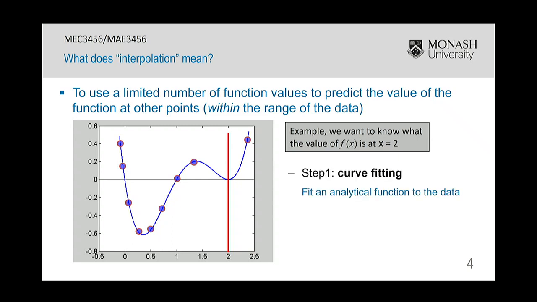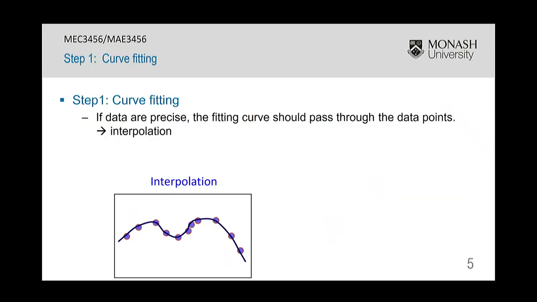Interpolation consists of two different steps. The first is curve fitting, and basically what we're doing with the curve fitting is fitting an analytical function to the data. We'll come back and describe in quite a bit of detail how to do that in subsequent videos. Once we've got that curve, the second step is to estimate the function values at other points, so we're going to use this fit that we calculated in the first step, and that's what interpolation means.